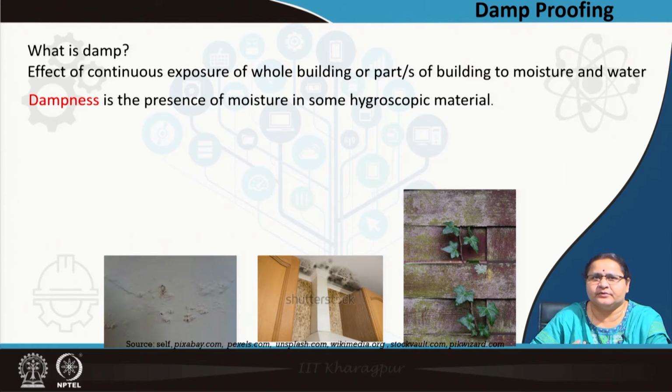So, what is damp? The effect of continuous exposure of a whole building or parts of building to moisture and water is damp. The effect, what you see, is the effect. Dampness is the presence of moisture in some hygroscopic material. Hygroscopic means water absorbing material. So, a brick is a hygroscopic material, wood is a hygroscopic material, and they can absorb water and they will look damp.